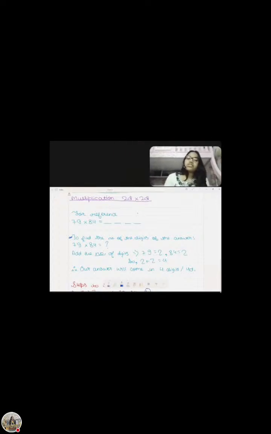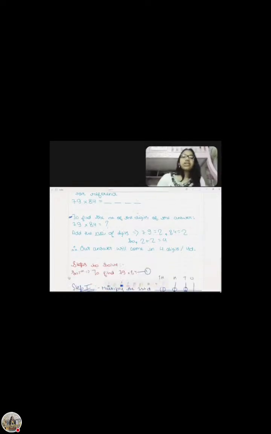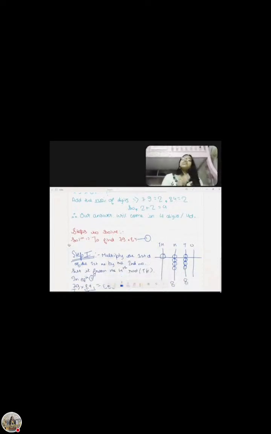Add the number of the digits, not the actual digits. Only the number of the digits. You don't have to add 7, 9, 8, 4. No, you only have to add the number of the digits. So the number of the digits are 2 and 2. So 2 plus 2 is 4. So I've written 4 here. Our answer will come in 4 digits or 4D. That is the same thing. Now, what are the steps to solve?